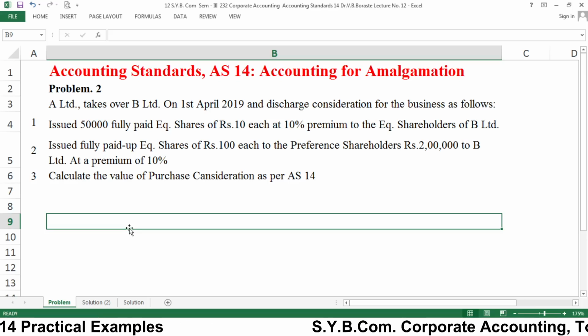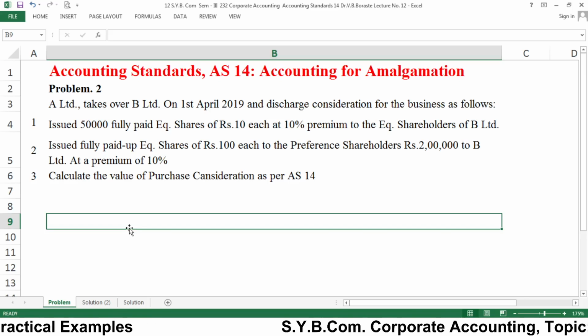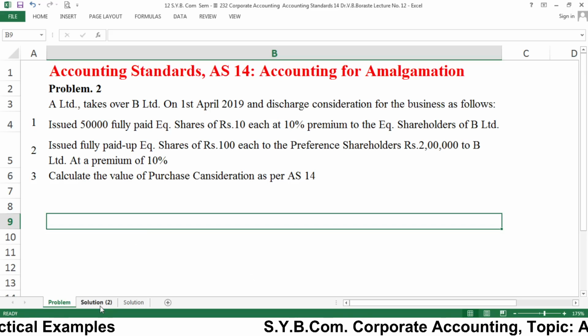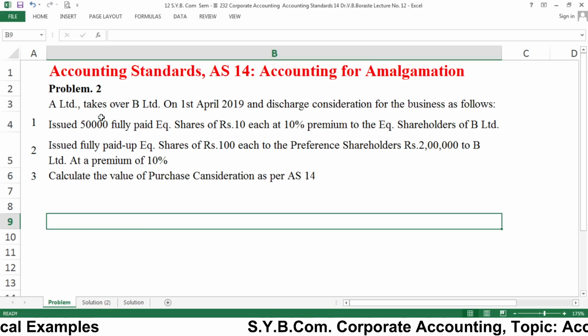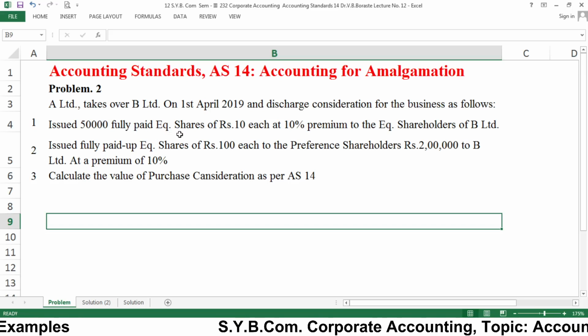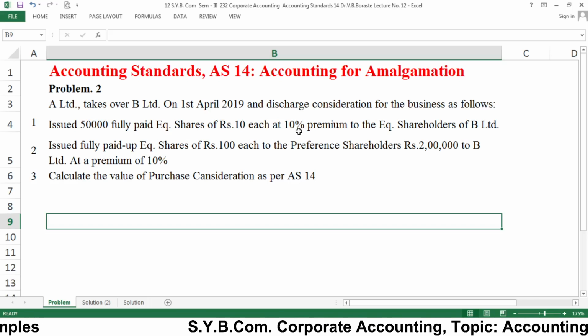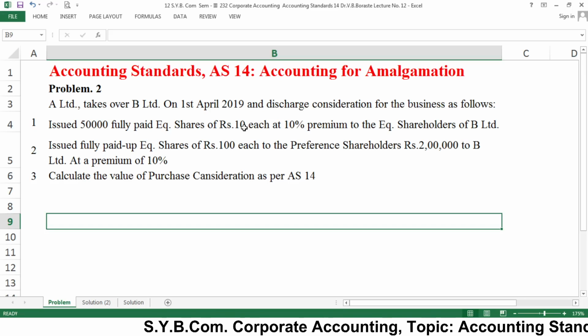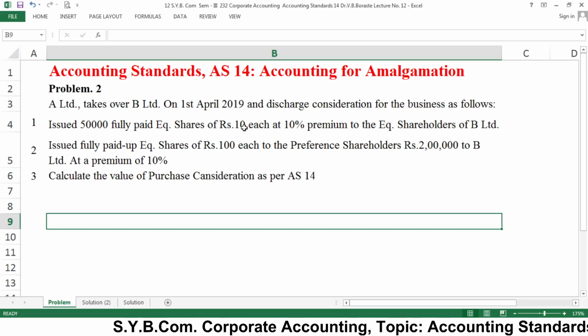So here the example is given and you can calculate the purchase consideration as per AS14, that is accounting for amalgamation. So let us start the solution. First of all, you have to make sure that issued 50,000 fully paid equity shares means 50,000 shares of rupees 10 each and premium 10%. So 10% premium means the per share value is rupees 10, 10% of 10, that is 1. So per share value will be 11 after the premium, that is first one.